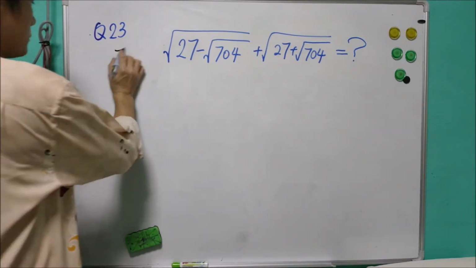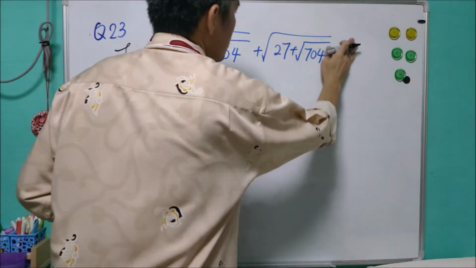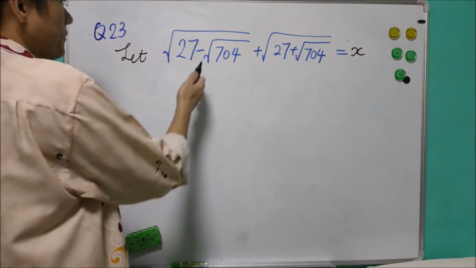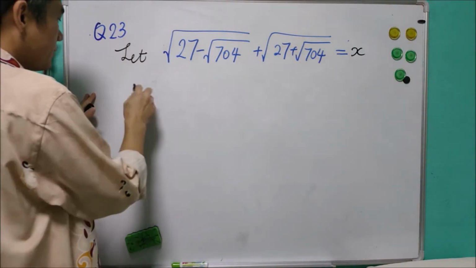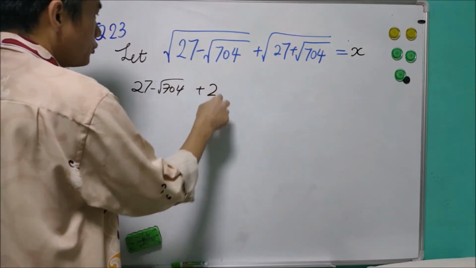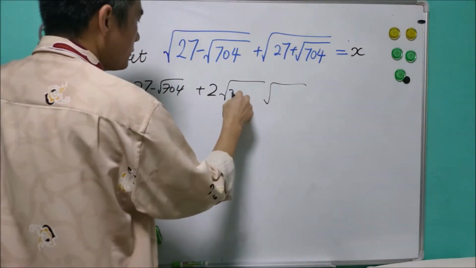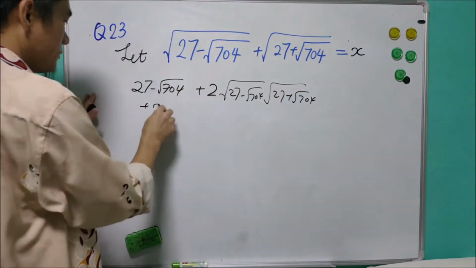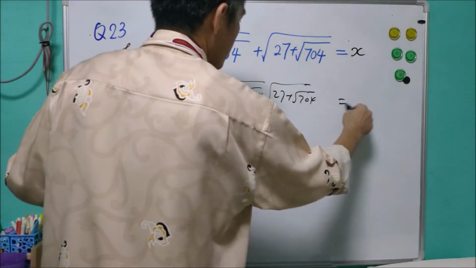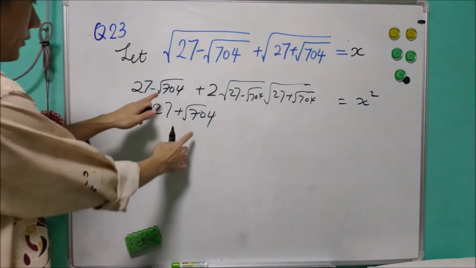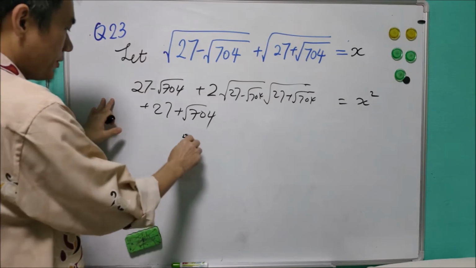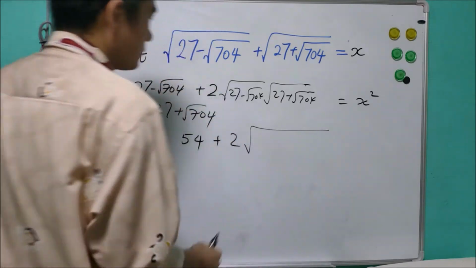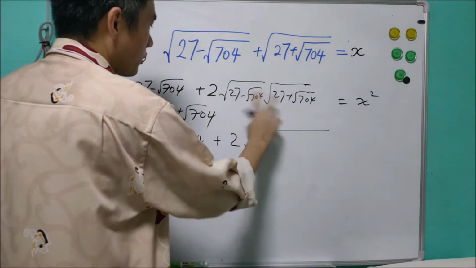Method number one: we let this be equal to x, and we square both sides. After we square both sides, we will see that this is the square of this, plus 2 of these two values, plus the square of this, and this is equal to x squared. And you see that this will be cancelled off, and we have 54 plus 2 of square root of a times square root of b, which will be equal to square root of ab.